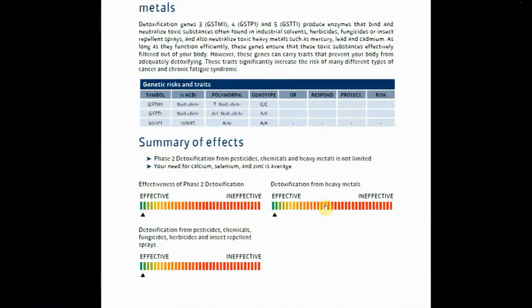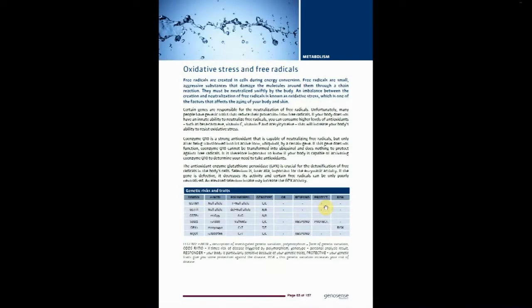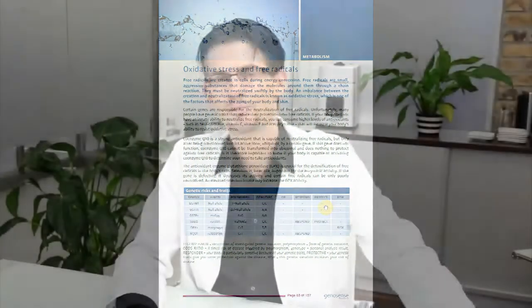Okay, so that's phase 2 detoxification. Then we have oxidative stress, and you will likely have heard of this before. Oxidative stress is a byproduct of converting energy in our body. We need oxygen to convert energy and run our body.